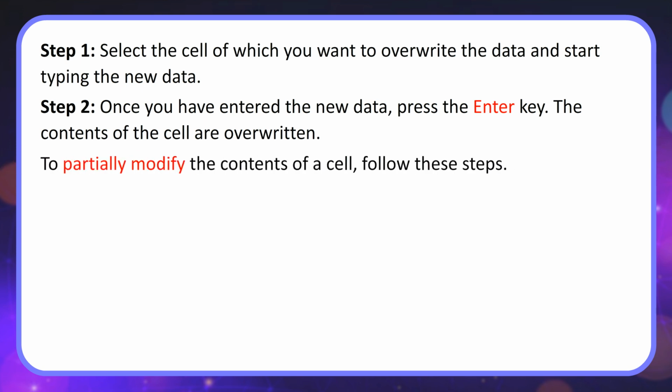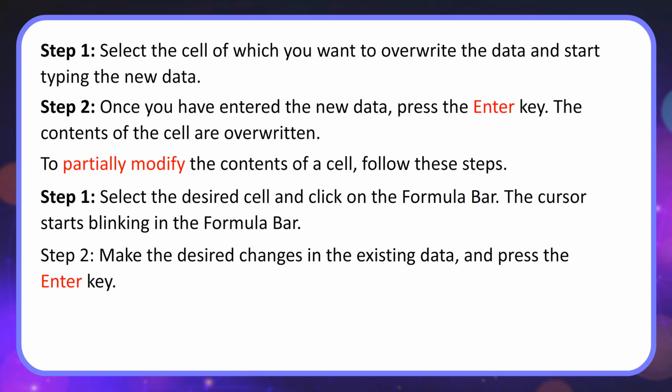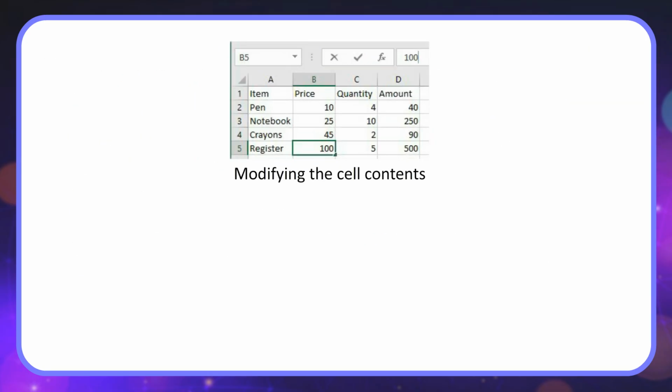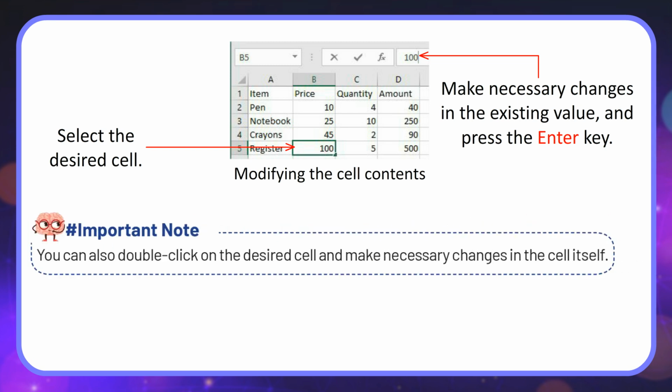To partially modify the contents of a cell, follow these steps. Step 1. Select the desired cell and click on the formula bar. The cursor starts blinking in the formula bar. Step 2. Make the desired changes in the existing data, and press the Enter key. Modifying the cell contents. Important: select the desired cell. Make necessary changes in the existing value, and press the Enter key.